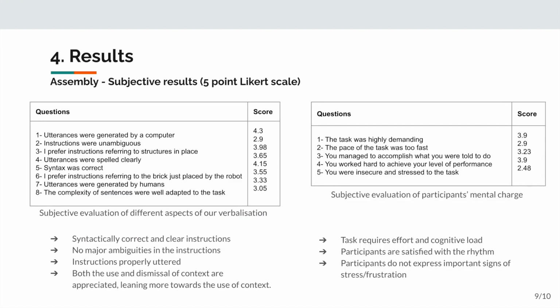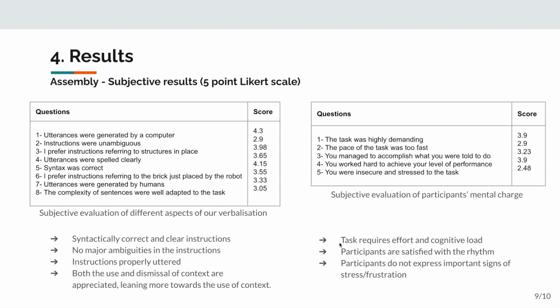Finally, we asked the participants to do a two-part questionnaire at the end of the assembly. The first to evaluate the different aspects of our verbalization, and the second to evaluate the mental charge. Now, we saw that the instructions were syntactically correct and clear. There were no major ambiguities. They were properly uttered, and both the use and dismissal of context are appreciated by the human agents, even though they were leaning more towards the use of hierarchical context.